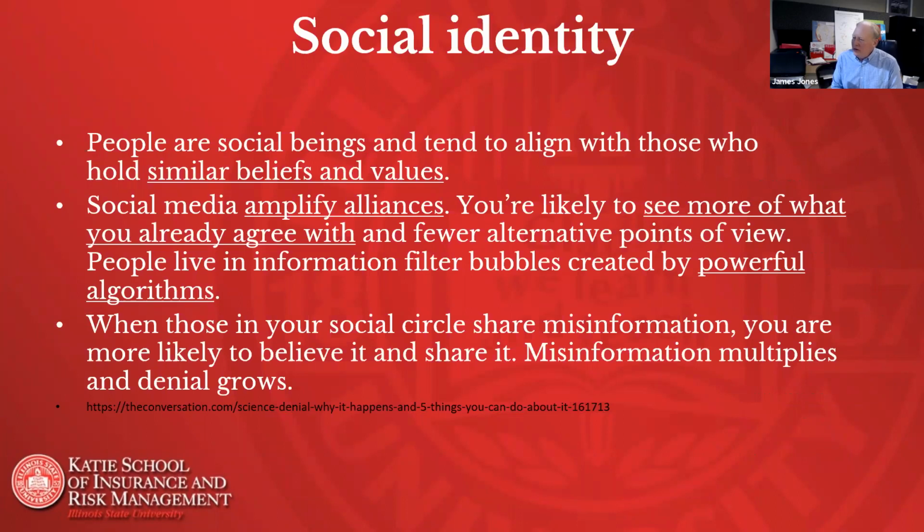I think one of the things we have to think about is how risk and social identity and how we get our information affects us. People are social beings. We're social beings, and we are going to amplify the information that we get, and it helps with our alliances when we share information.